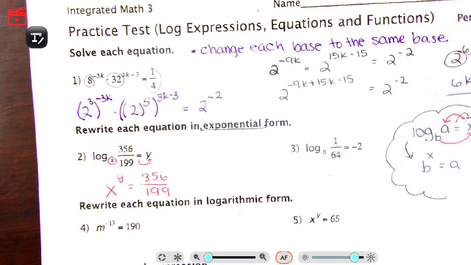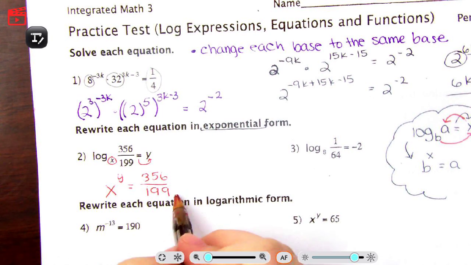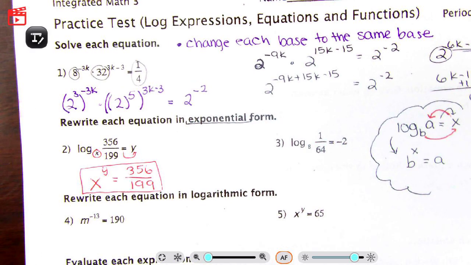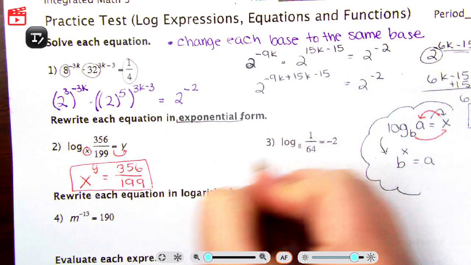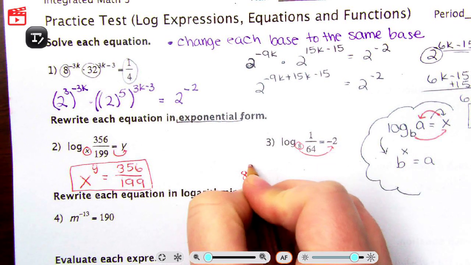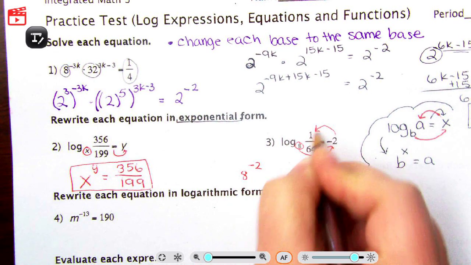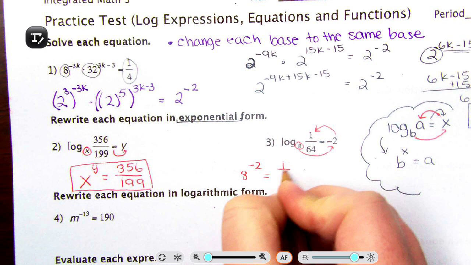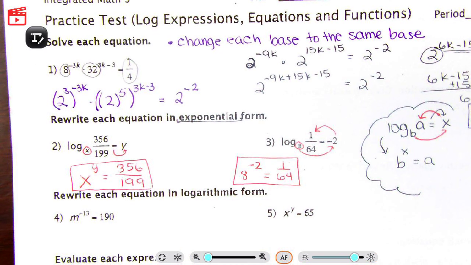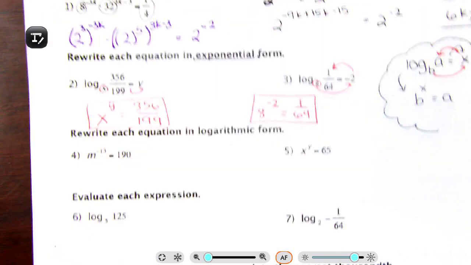Now again, read the directions. What does it say? All it's asking us is to rewrite. So we're done. If it's asking us to evaluate, then that's completely different. But since it's asking us to rewrite, just rewrite it and put a box around it and move on. Same thing. Where's your base? Your base is 8. What's your exponent? Your exponent is -2. And that is equal to 1 over 64. Again, it's just asking you to rewrite. So there it is.